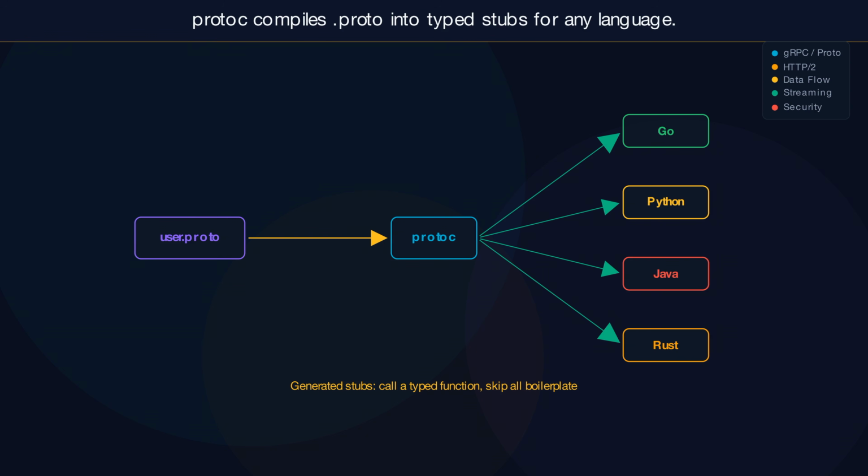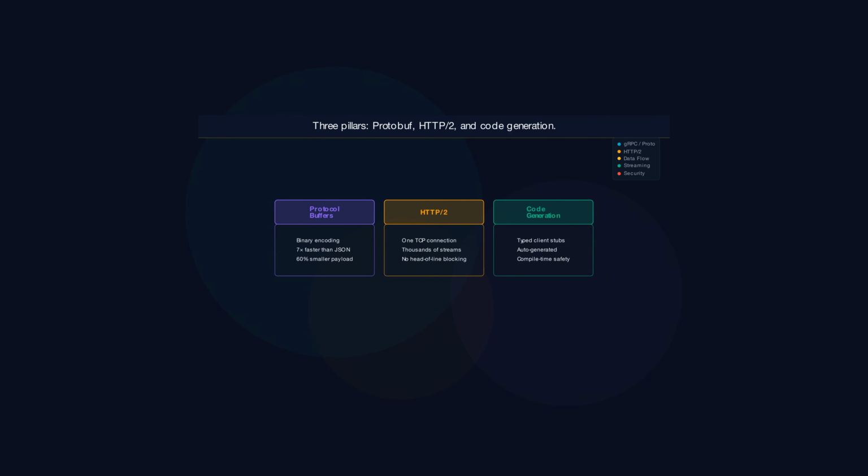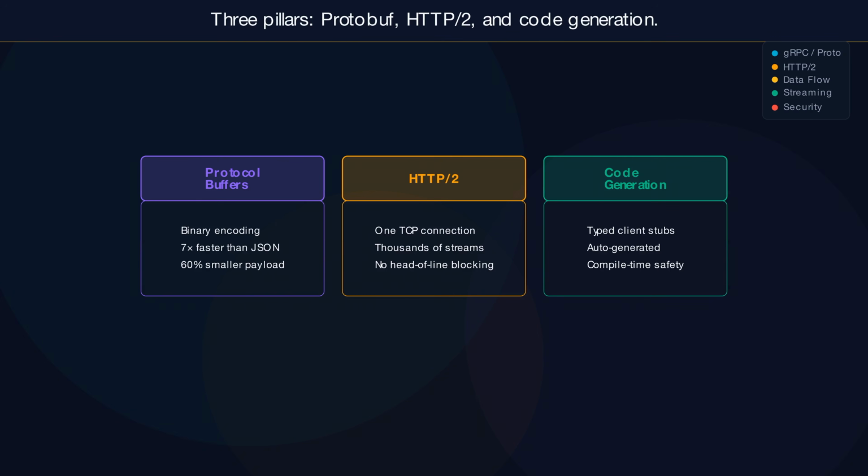3 pillars hold gRPC together. Protocol buffers, binary encoding, 7 times faster than JSON. HTTP/2, 1 connection, thousands of concurrent streams. Code generation, typed stubs that eliminate an entire class of bugs.